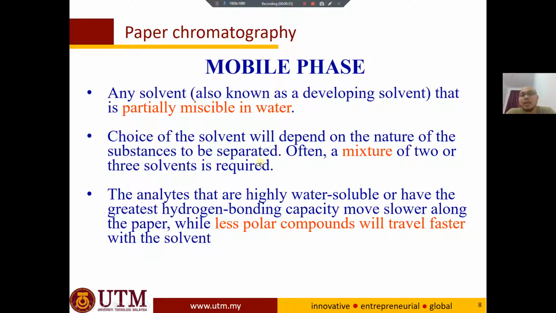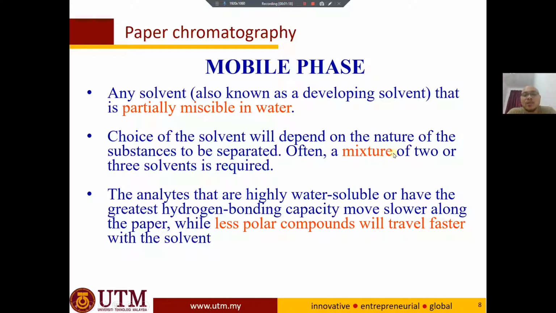So basically, if we want our mobile phase to move faster, we need to use a non-polar solvent, for example. But if we want our analytes to move faster, then we need to use a more polar solvent. Why? Because the polar solvent will interact with the stationary phase more strongly, so it will replace the analyte faster, so the analyte can go upwards faster.